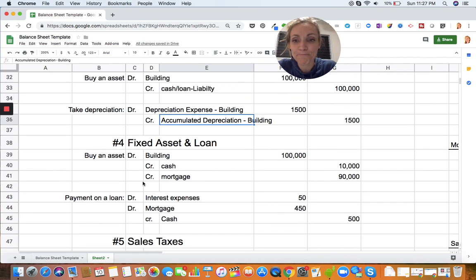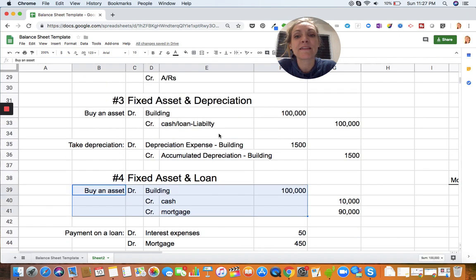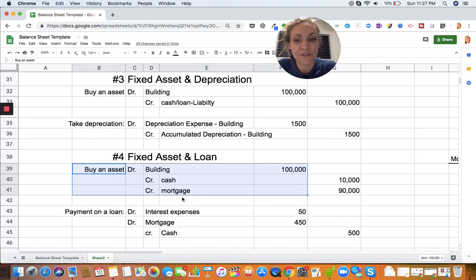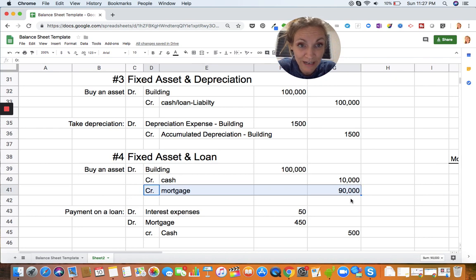So let's say that we bought this building up here for $100,000. We paid $10,000 down in cash, so we credit cash $10,000, and we had a mortgage for $90,000. Well, why is someone going to give a business a mortgage or a loan? Because they're going to be paid interest expense periodically. That interest expense is extra. It's in addition to this amount. So that interest expense is deductible for us as we make payments.